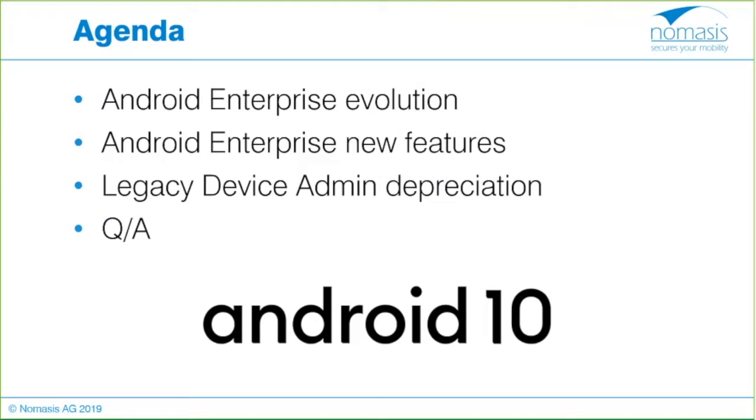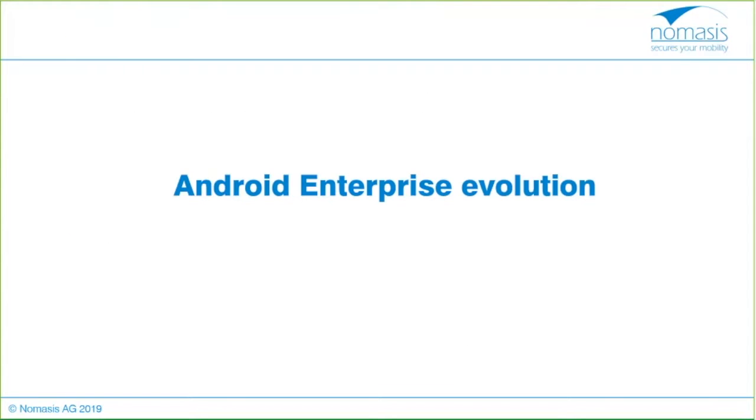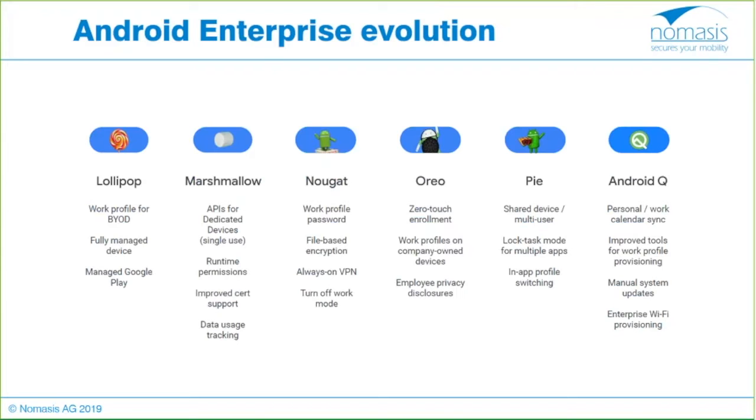So let's begin with the evolution of Android enterprise. Android enterprise is quite old right now. It goes back to 2015 with Android Lollipop. In the beginning, it was already possible to have two scenarios, the work profile and the fully managed devices. Then we saw some great additional features on the way, for example, runtime permission in Marshmallow, work profile password, and turn off work mode in Nougat.